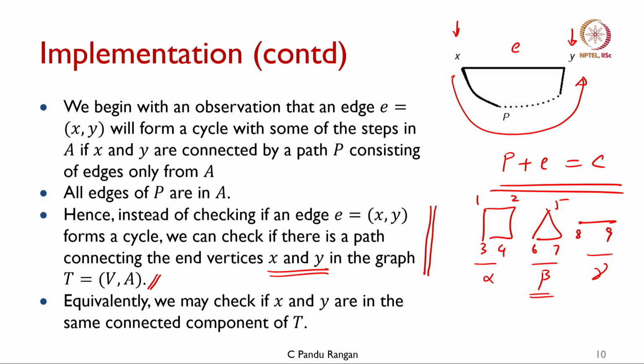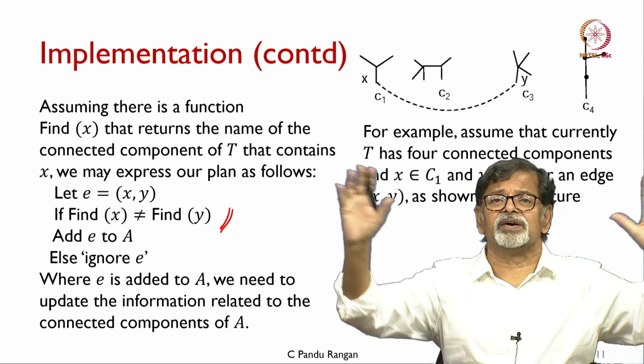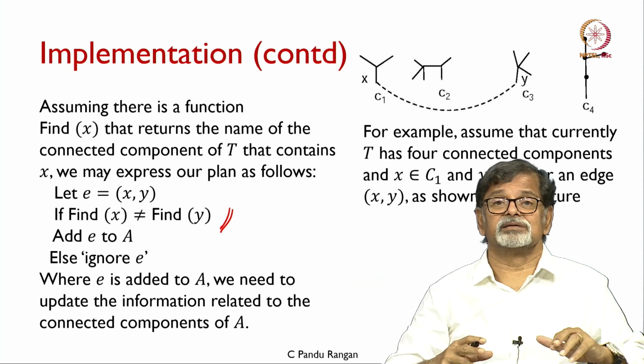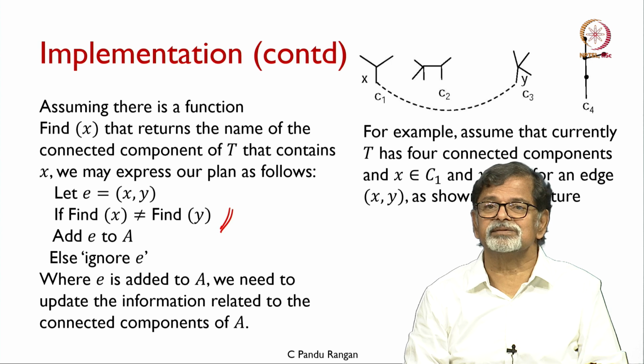We will see how we are going to name the components, etc. But if there is a name available for reference for each component, the vertex is in some component and it should return the name of that component. Assume that we have one such function. If find x is not equal to find y, that means x and y are in different connected components. If they are in different connected components, there is no path. If there is no path, adding this edge is not going to form a cycle.